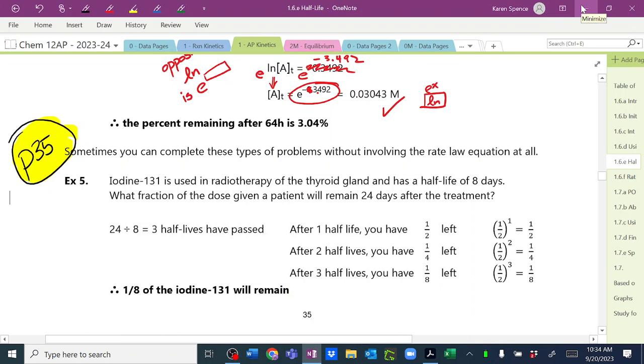Okay, we're on page 35. We're going to finish off reaction rates today and possibly start equilibrium.